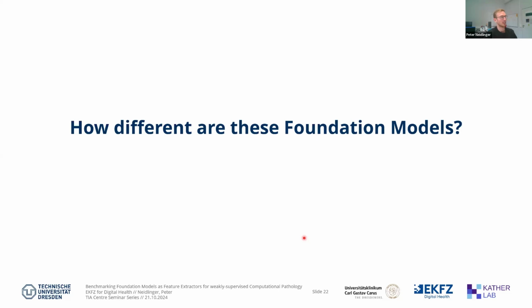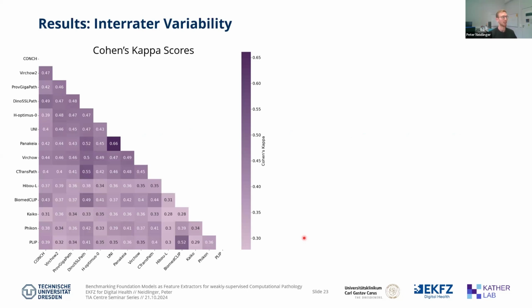And then the next question I wanted to answer is how different these foundation models actually are in the feature vectors they produce. And for that, I looked at inter-rater variability with Cohen's kappa scores. And for this, I did some majority votes. So I had 5 models for each foundation model, and so also 5 predictions. And I always used the majority vote prediction for each patient. So if 3 of the 5 models for a patient said that it's MSI and the other 2 said it's MSS, then I said that the foundation model predicted MSI for this patient.